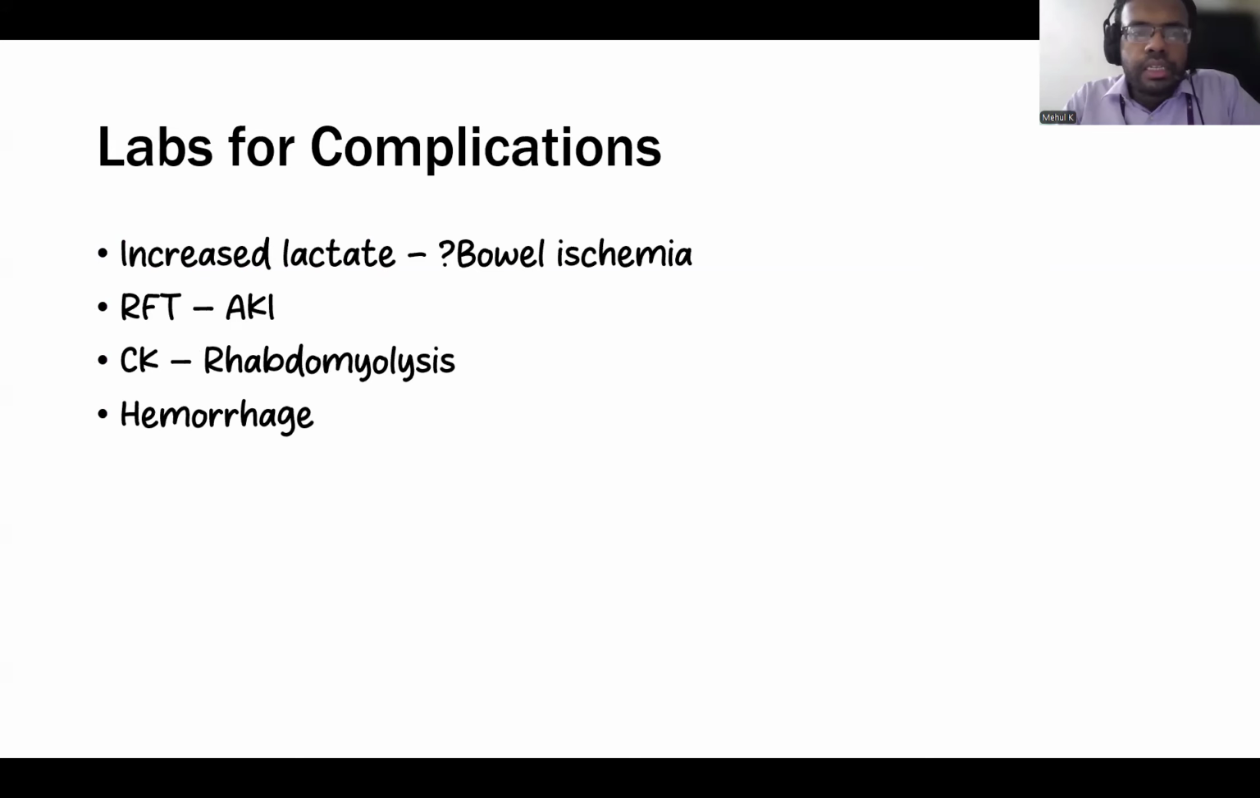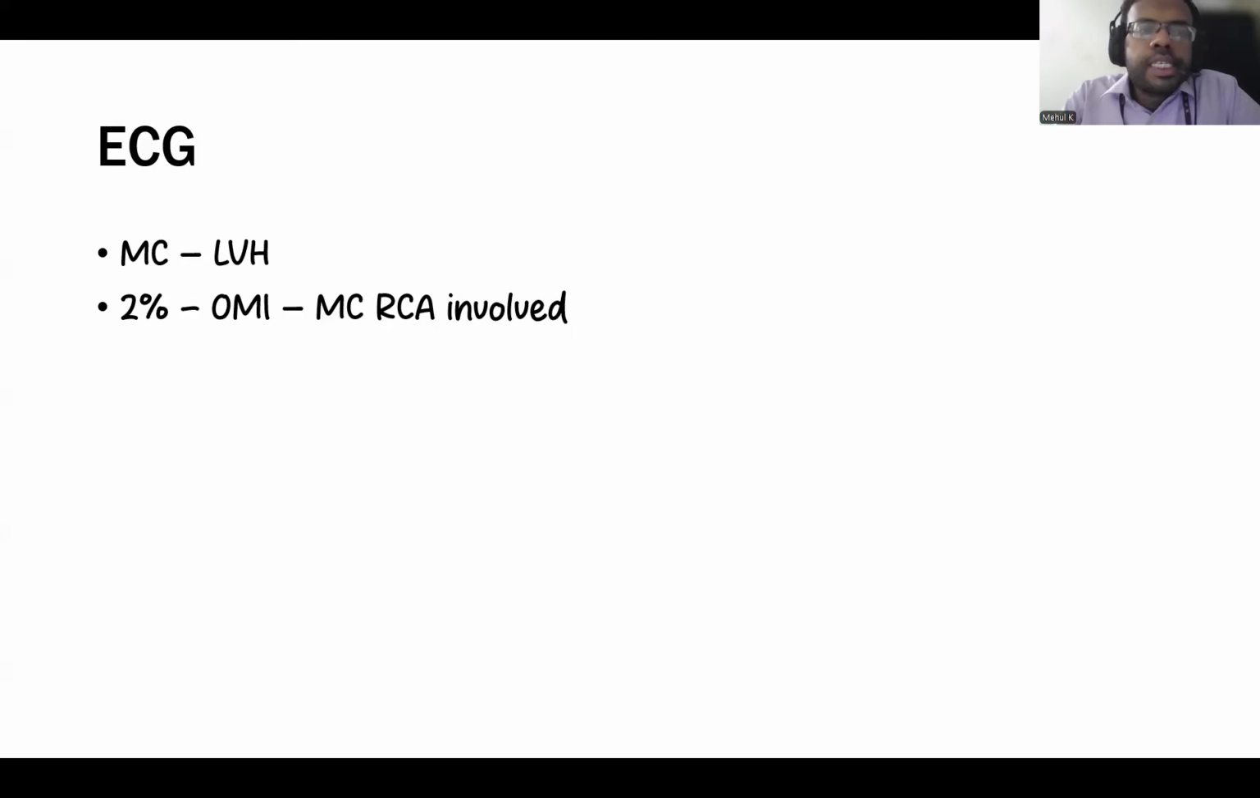Labs for complications: you can have increased lactate and abdominal pain, maybe a sign of mesenteric ischemia. Obviously, you can have AKI, like the example I told you earlier. So these patients can have rapidly progressive renal failure. Rhabdomyolysis can occur, and they can have bleeding as well, which may necessitate massive transfusion.